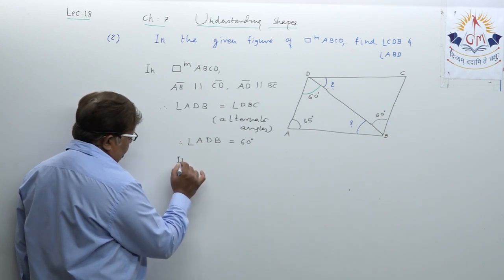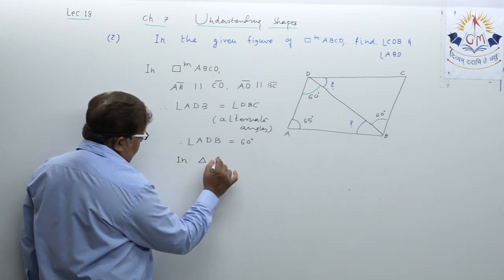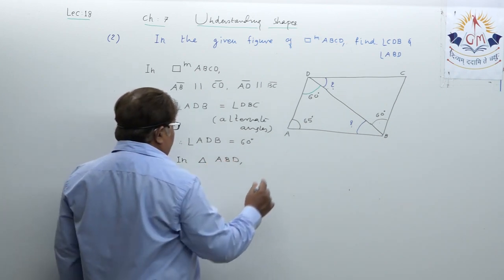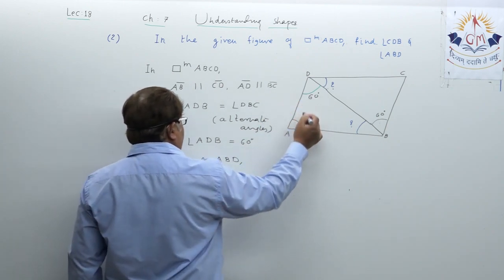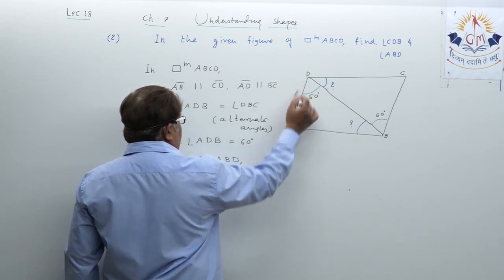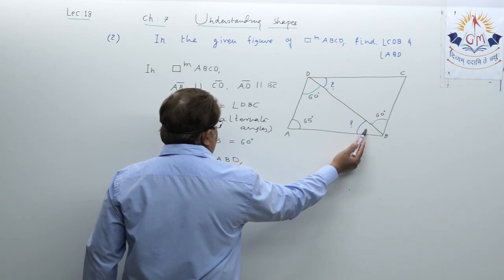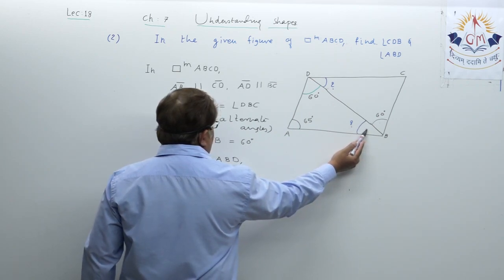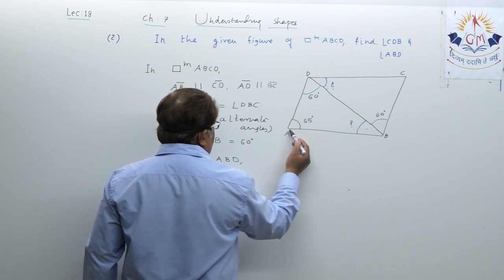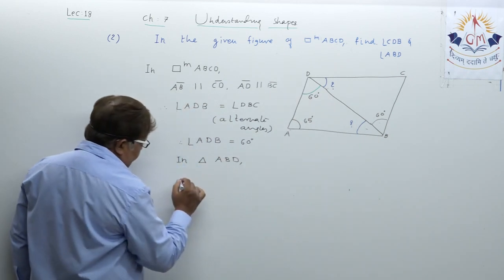In triangle ABD, I know two angles. I know ADB as 60. I know DAB as 65. Let me find this angle. Can you name this angle? Angle ABD. Let us find it.